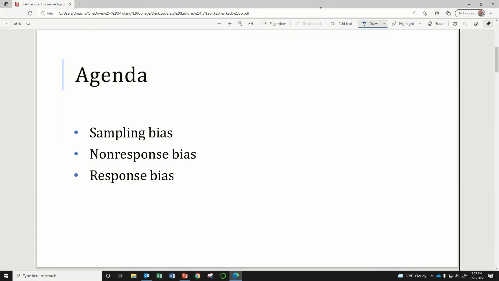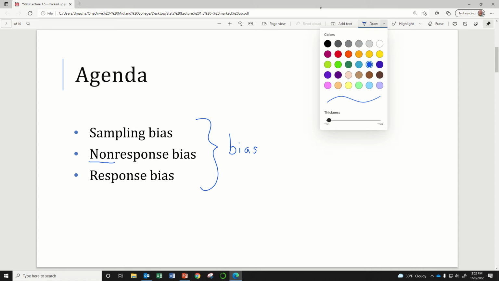We're talking about different types of bias in this video. And these three types of bias are different from each other. It's important to know the difference and to keep these three types of bias straight in your head as to what we mean by sampling bias, what we mean by non-response bias, and what we mean by response bias. Know that these terms are referring to different things, and hopefully by the end of this, understand each one.